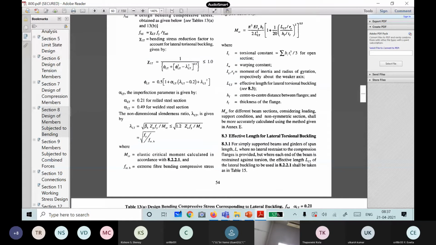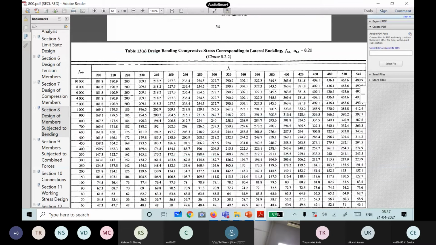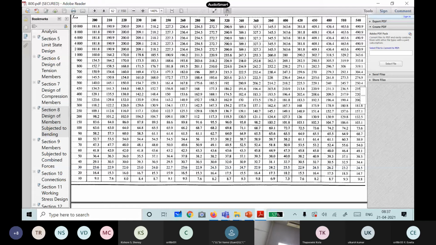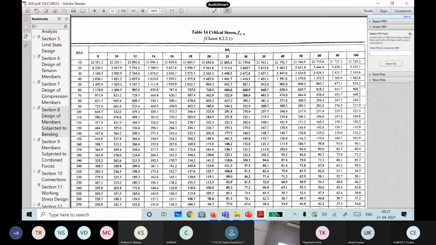For FBD, you can use this formula or you can use the table itself. For FBD calculation, the first thing you have to calculate is FCRB, that is the extreme fiber bending compressive stress. Already the code is given. This is Table 13 actual, for the bending stress. But to find out bending stress, you require FCRB and then Fy. Fy is known to you, but FCRB is not known. To find out FCRB, Table 14 has been given. In Table 14, your y-axis is KL by R, that is the slenderness ratio, and your x-axis is H by TF. H is the depth of the beam, TF the thickness of the flange.